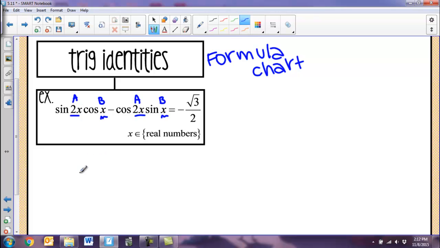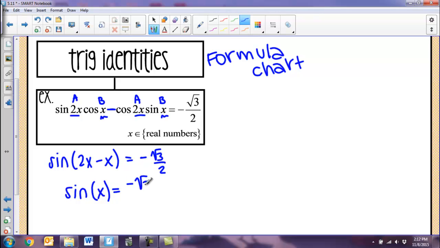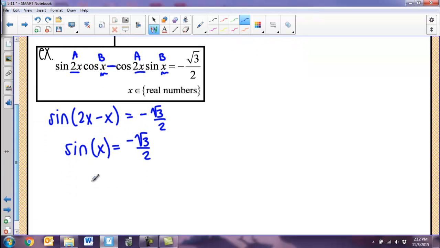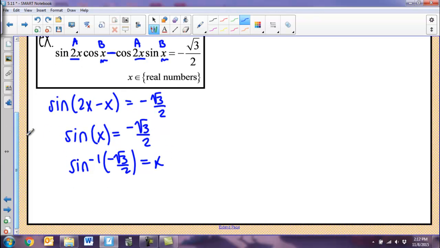Since it's a sine cosine, this is going to be sine of A, and then I look, this sign is a minus, so looking at my formula chart, I'm going to subtract my B, and that equals negative root 3 over 2. This is much more straightforward. This is sine of 2x minus x, which is just x, and now this looks like stuff I've been doing in the past. So I can just take the inverse sine of both sides and then find my general solution. So again, the idea here is to not make this any harder than it has to be. So find out if you can simplify your expression at all.